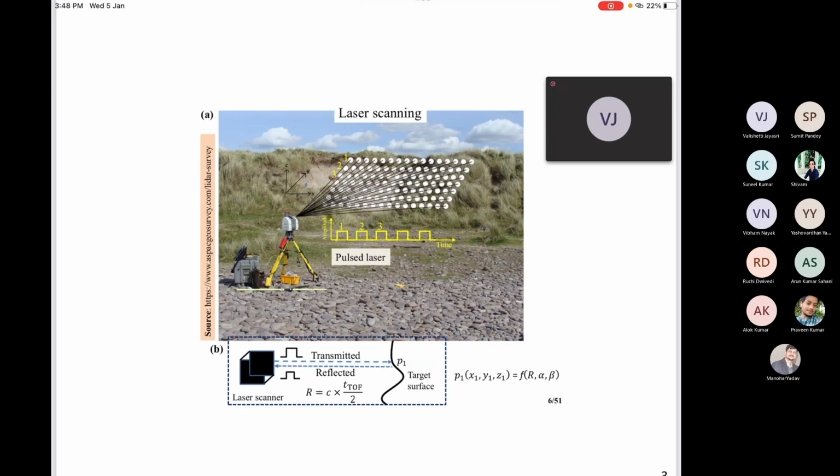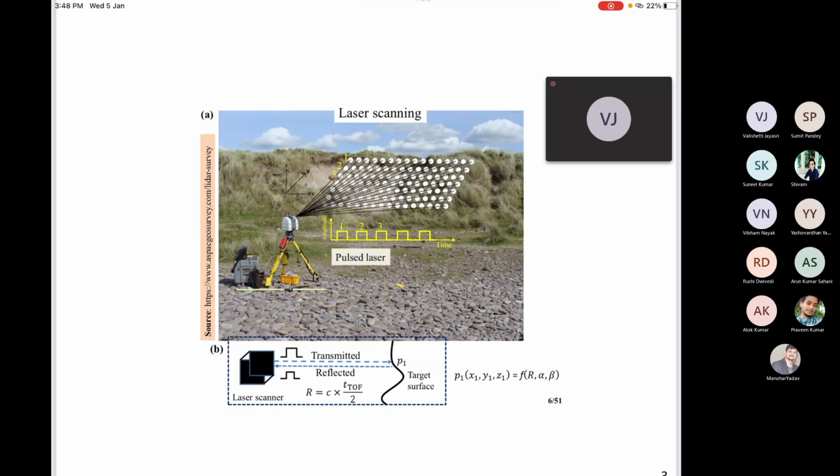The information is recorded within this transceiver unit. Within the laser scanner, we have both transmitter and receiver. The transmitter unit comprises the laser source, and the receiver unit is responsible for sensing the return energy signal. So there is an internal counter circuit as well, and I will discuss this architecture in detail later on.